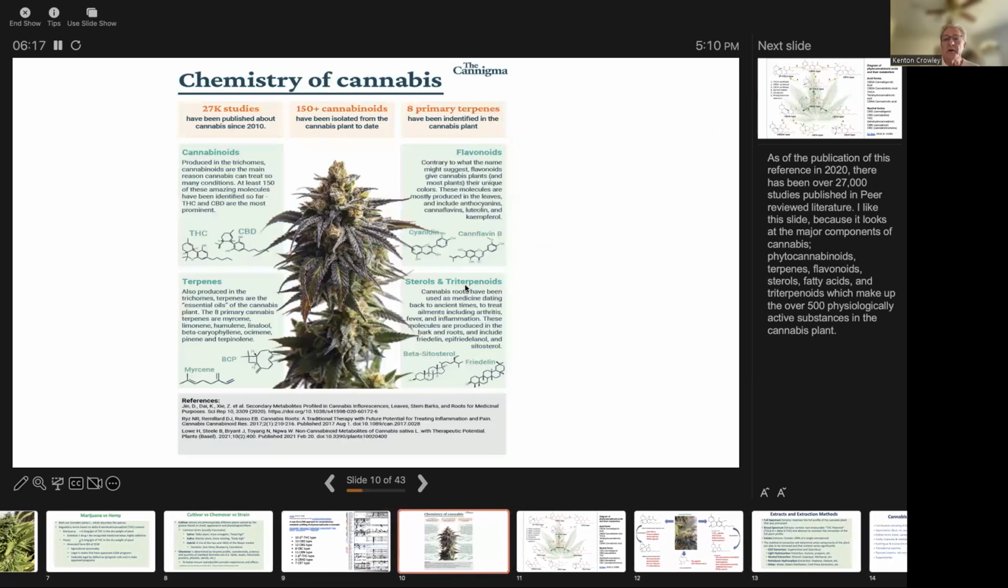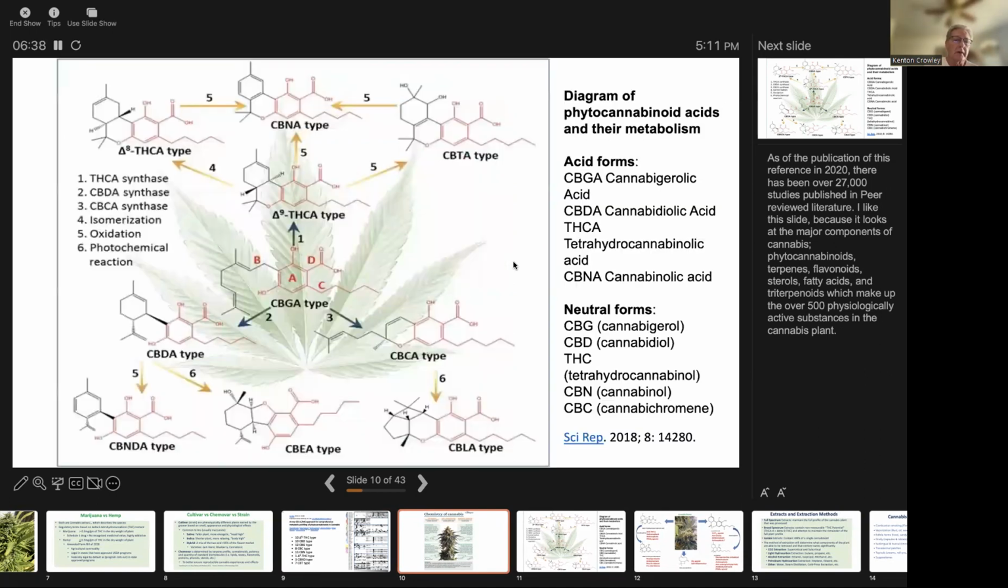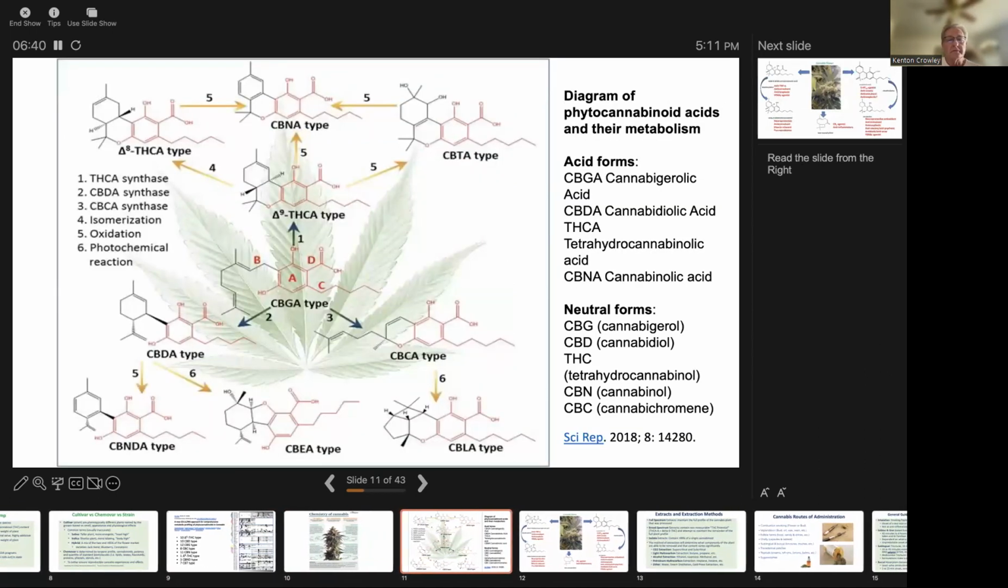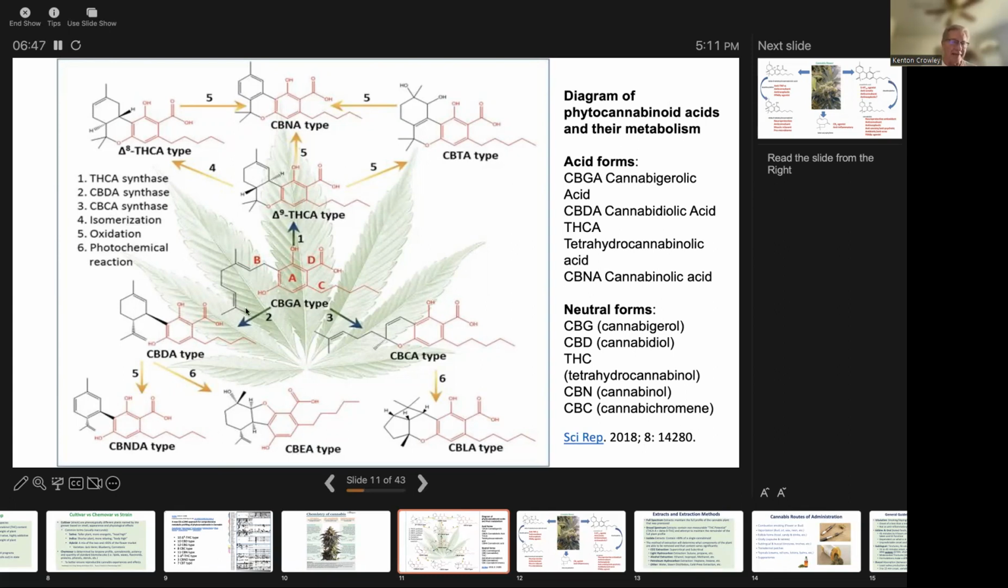Now, as of this publication in 2020, there have been over 27,000 published studies since 2020 in peer-reviewed literature. I like the slide because it just describes some of the components of the cannabis plant. It's got some good references. So this is looking at a diagram of the phytocannabinoid acids and their metabolism in the plant.